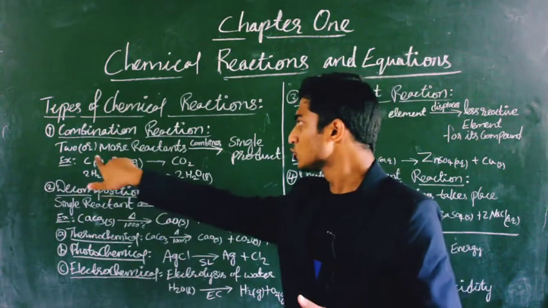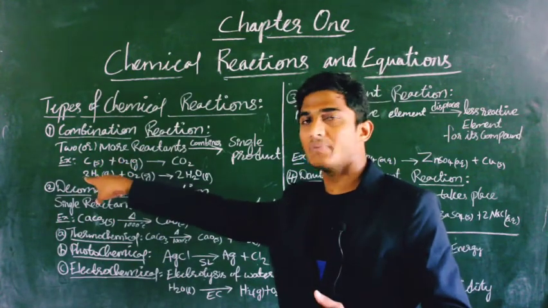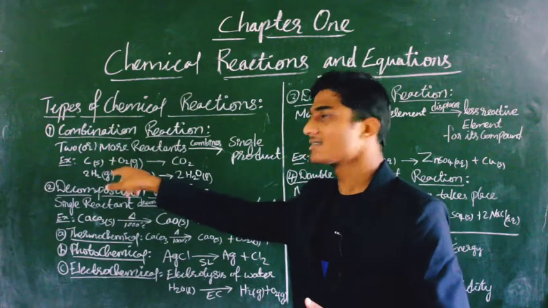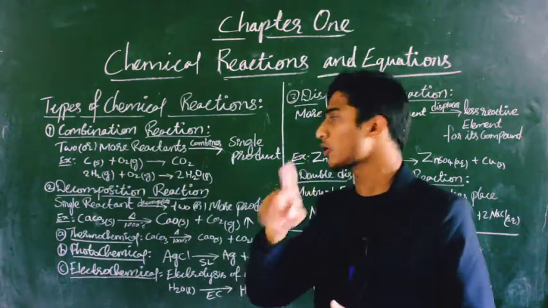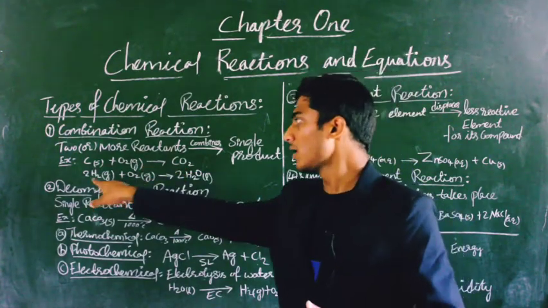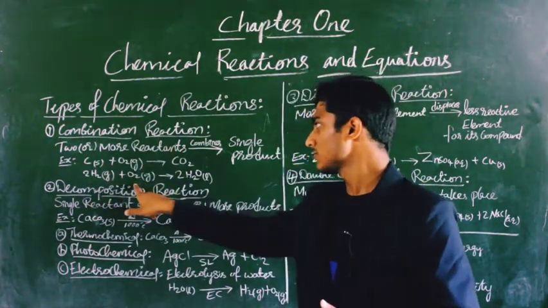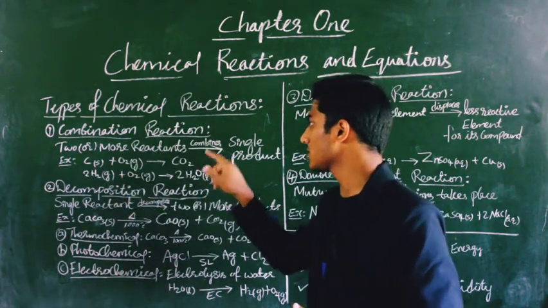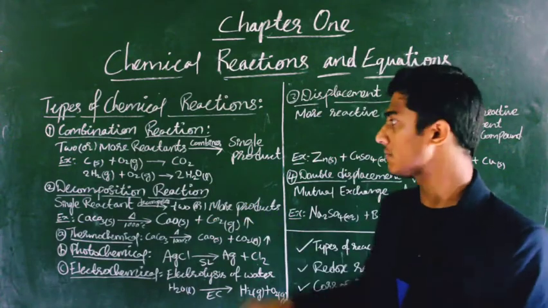We have taken two reactants. One is carbon and the second one is oxygen. These two reactants combine together to form a single product that is known as carbon dioxide. Second example, hydrogen plus oxygen together combine to form water that is in liquid form.